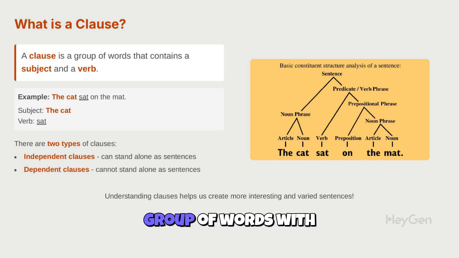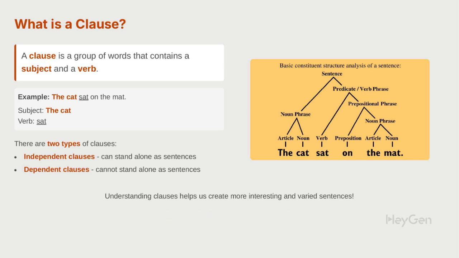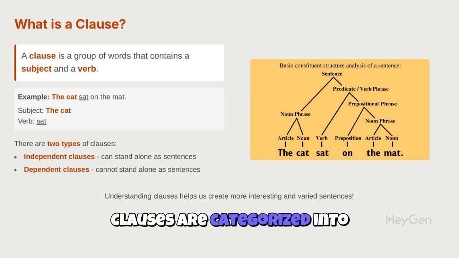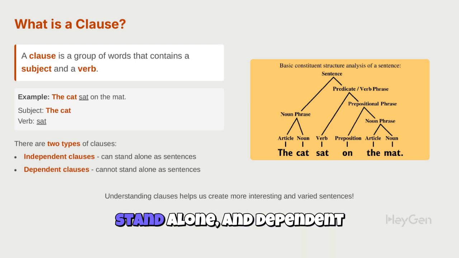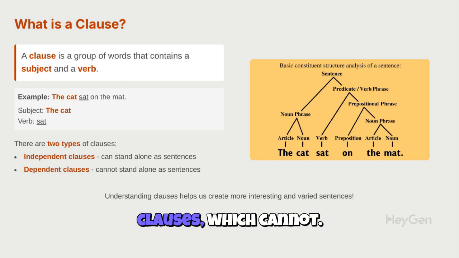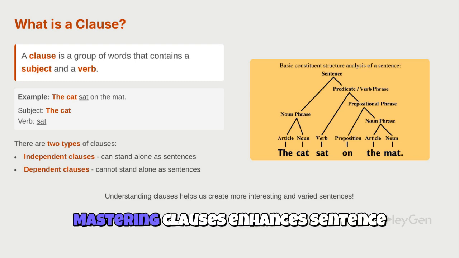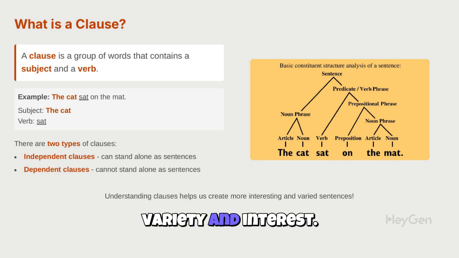A clause is a group of words with a subject and a verb. For example, the cat sat on the mat has the cat as the subject and sat as the verb. Clauses are categorized into independent clauses, which can stand alone, and dependent clauses, which cannot. Mastering clauses enhances sentence variety and interest.